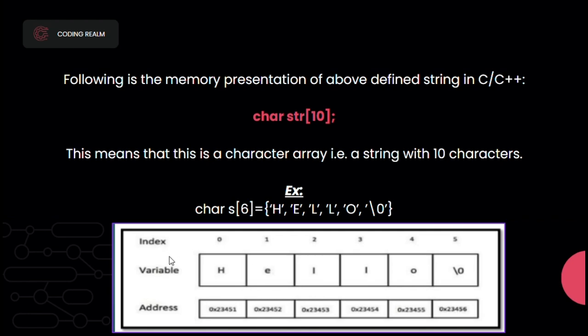This is the memory. It contains the word hello, and it contains 5 keys. The first is H, E, L, L, O, and finally terminated with the slash 0. And each character has an address in programming, like here H has an address 0x2345 and 1.